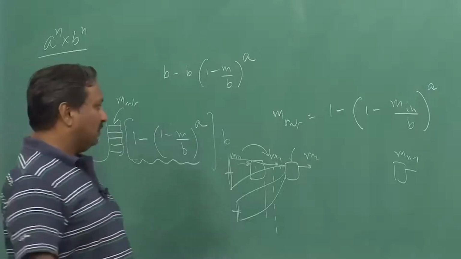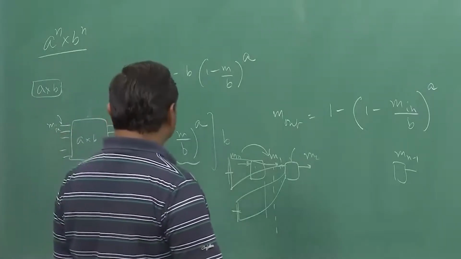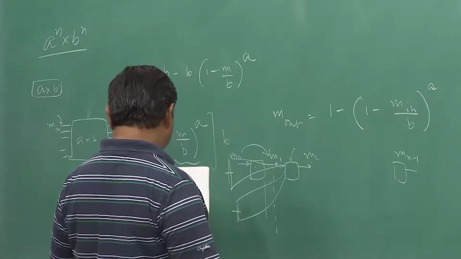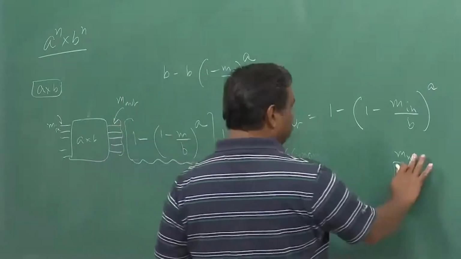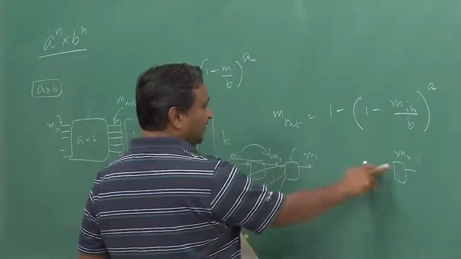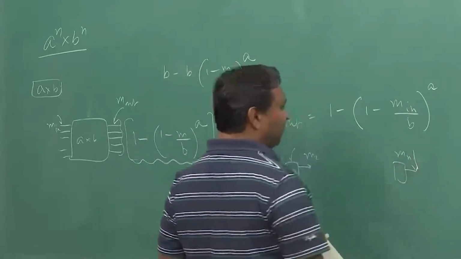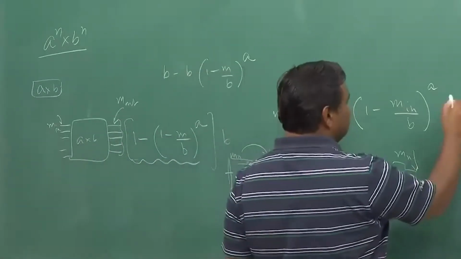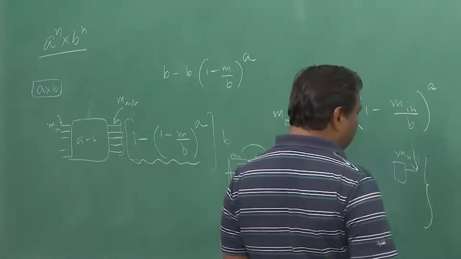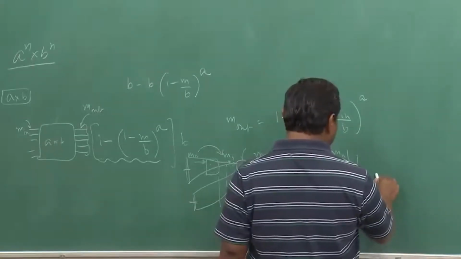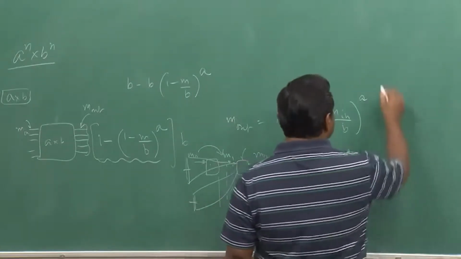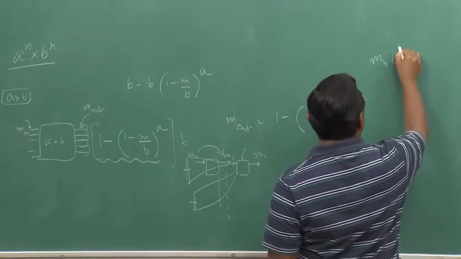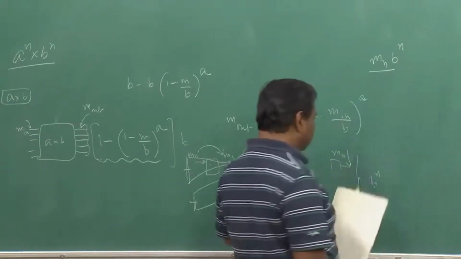Okay, so m of n, sorry, this is the nth stage, this is the first, second, nth stage. Once I know mn, that is the probability that a packet will be available here, and since the total number of outgoing ports will be B raised to the power n, the throughput should be mn into B raised to the power n. That is the total throughput.